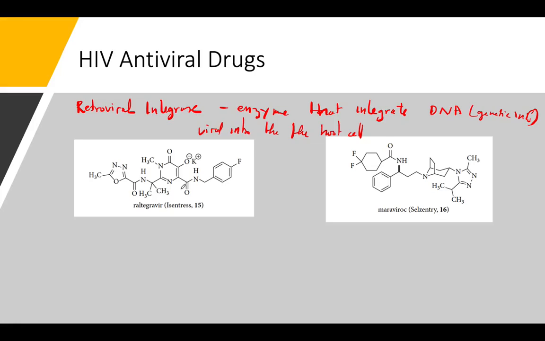Okay. Now another strategy that is used is CCR5 inhibitors. So maraviroc is a CCR5 inhibitor. So just a little bit of background here. CCR5 inhibitors are small molecules that are going to antagonize. I guess I should call it a CCR5 antagonist, not an inhibitor. Antagonist. So the CCR5 itself is a receptor.